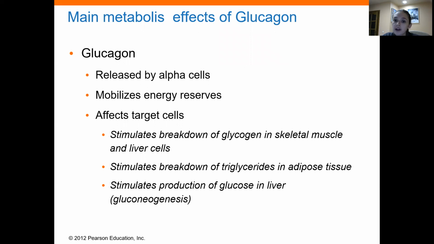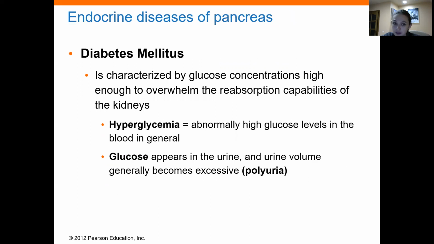Glucagon is released by the alpha cells. It mobilizes energy reserves. On the target cells, it is responsible for stimulating the breakdown of glycogen in skeletal muscles and liver cells to produce glucose, stimulating the breakdown of triglycerides in adipose tissue, which are further used in gluconeogenesis, and stimulating the production of glucose in the liver through the mechanism called gluconeogenesis.